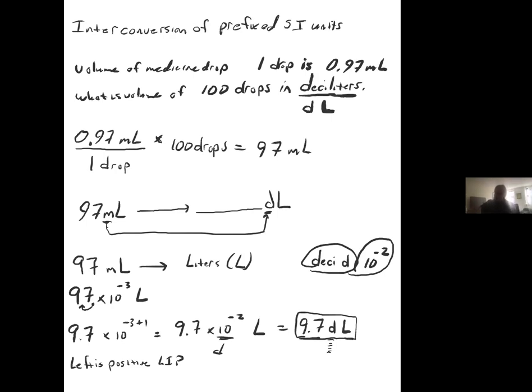So the trick there was to get rid of the prefix they gave you by just putting in the number, just put in 10 to the minus 3 for milli. If it had said 97 megaliters, you would just put in 10 to the 6 for mega. Then you move the decimal point until you get the new prefix. Okay, I moved it to the left 1 to make it 10 to the minus 2. That's the new prefix, which is deci.